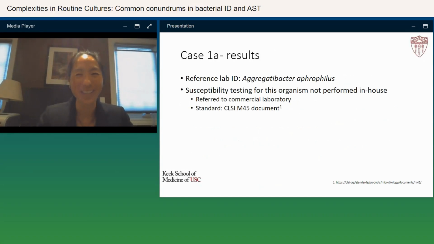Okay, so it did take quite a few days, but in the end, the reference laboratory identification came back as Aggregatibacter aphrophilus. So our suspicion that this was HACEK was definitely correct. And of note, for this HACEK organism, susceptibilities were not validated or verified in-house. So we had the reference lab continue on the workup and perform susceptibility testing. And as I showed you, there are CLSI guidelines on how to do this, and that can be found in the M45 document.